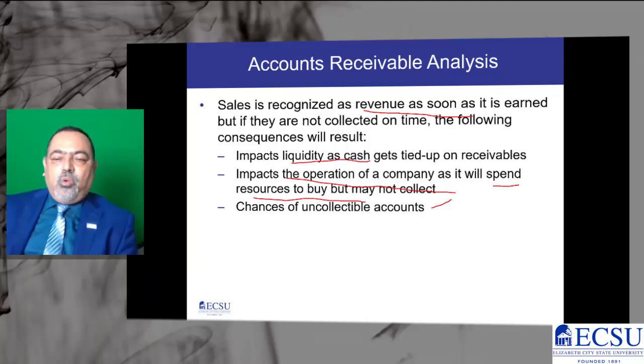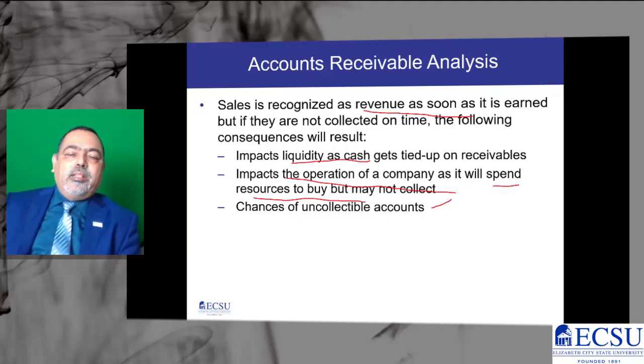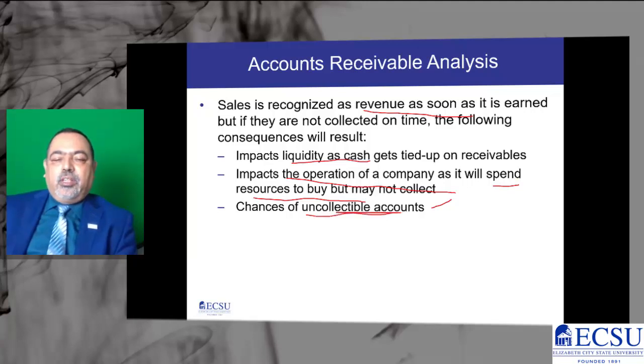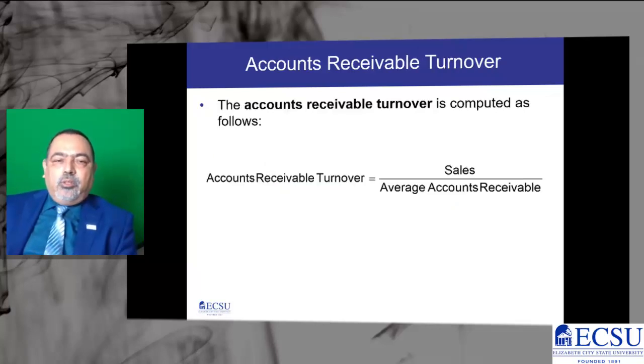And as they grow old, there is a chance of the accounts not getting collected. So the possibility of debts going bad, or uncollectible accounts, continues to grow because of that situation. So, how do you calculate the accounts receivable turnover ratio? It is computed using the formula sales divided by average accounts receivable. Sometimes you may not be able to calculate the average. If you are not able to do that, then use the current year's accounts receivable amount.